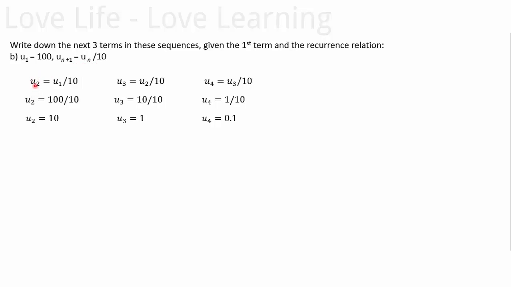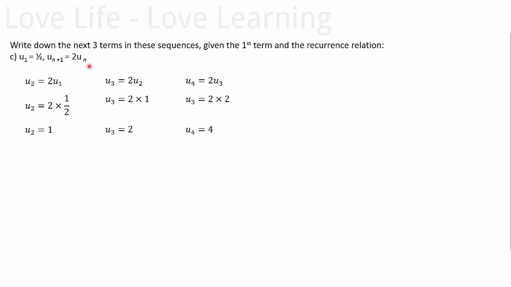The second problem has un plus 1 equal to un divided by 10. So that translates into u2 is equal to u1 divided by 10. And u1 we're told is 100, and 100 divided by 10 gives us a value of 10. We can then take that value, put it into the next equation, u3 equals u2 divided by 10, and 10 divided by 10 gives 1. u4 will then equal u3 divided by 10, and u3 we now know is 1. So 1 divided by 10 gives 0.1.